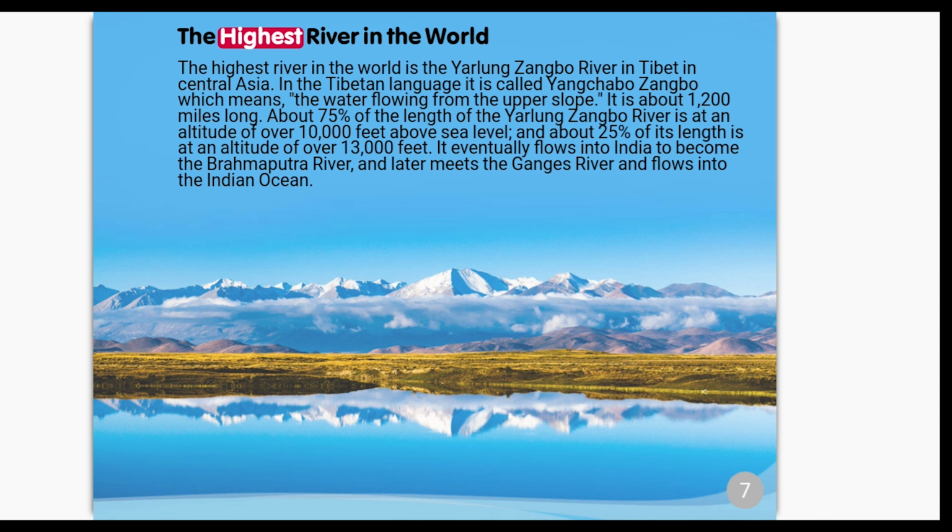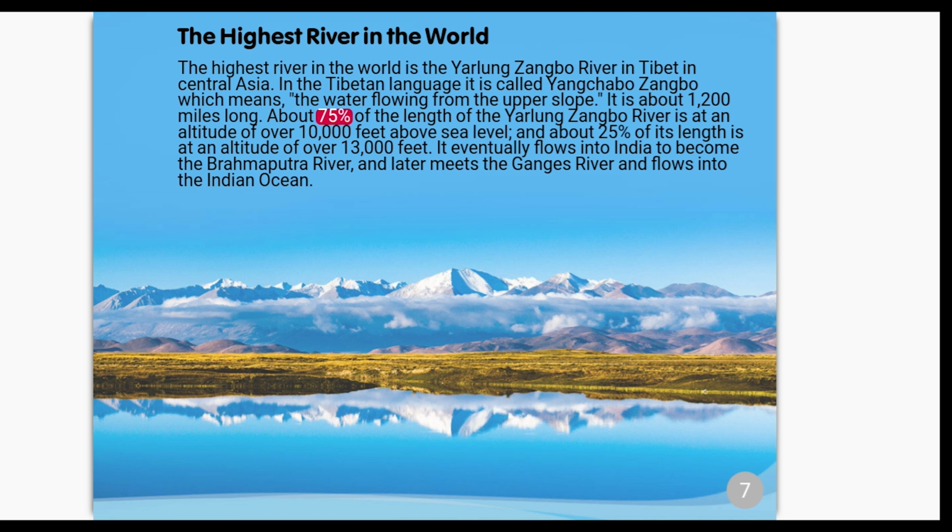The highest river in the world. The highest river in the world is the Yarlung-Zangbo River in Tibet, in Central Asia. In the Tibetan language, it is called Yangchabo Zangbo, which means the water flowing from the upper slope. It is about 1,200 miles long.